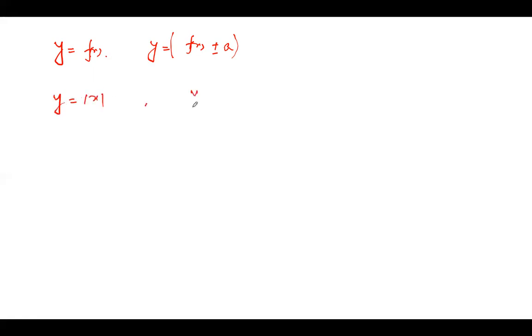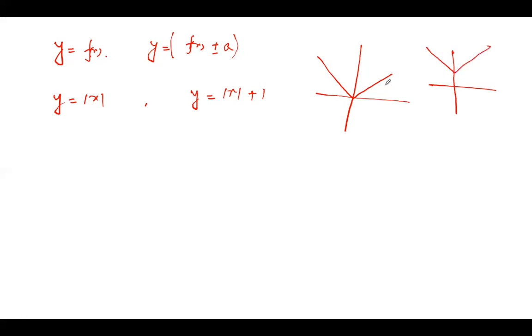We have to draw the graph of y equals |x| + 1. See, y equals |x|, this graph. Now you have to draw the graph of |x| + 1. So the complete graph will shift up by 1 unit, right? This is the graph of y equals |x| + 1.